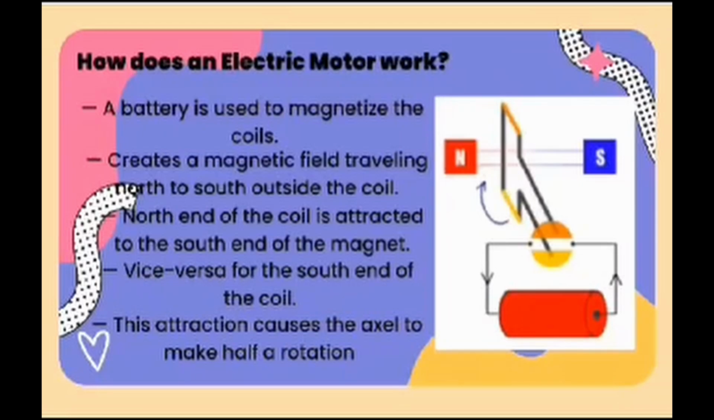How does an electric motor work? A battery is used to magnetize the coils. This creates a magnetic field traveling north to south outside the coil. The north end of the coil is attracted to the south end of the magnet, and vice versa for the south end of the coil. This attraction causes the axle to make half a rotation.